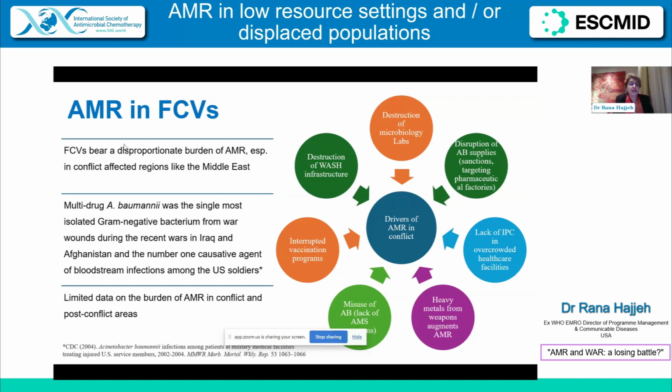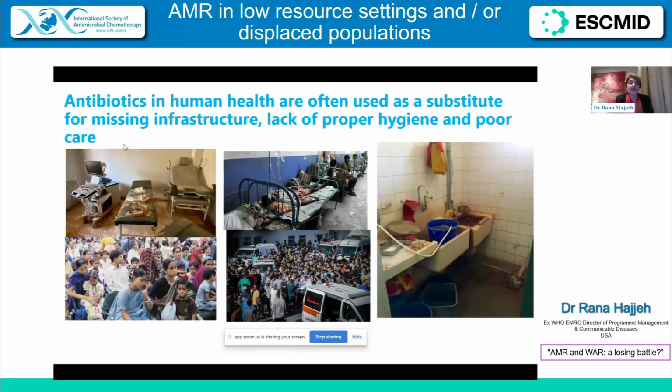And of course, as was mentioned earlier, during the conflict, routine surveillance systems get disrupted. So the data on the exact burden of AMR, and really any systematic collection of data, gets significantly disrupted. Usually the data focuses on collecting information that is important to manage the emergencies rather than routine health systems.